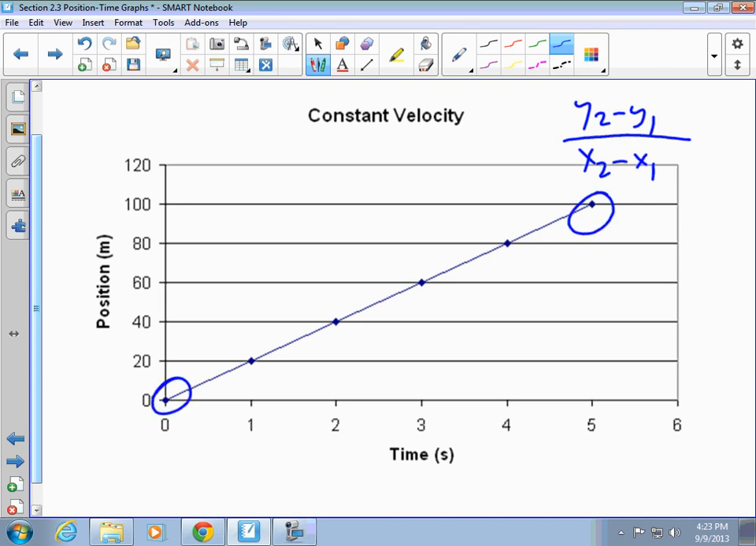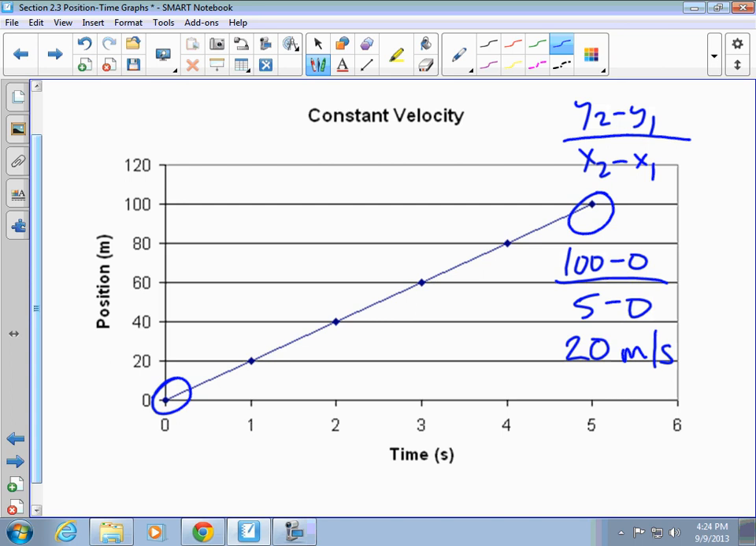Well, we wanted to figure that out real quick. Y2 minus y1 is 100 minus 0 over 5 minus 0. 100 divided by 5 is 20. So this would be 20 meters per second. Now the slope tells you a little bit about it. This is a straight line, so the slope is constant. It's not changing, which means your velocity is constant. It's not changing. This would be very similar to if we're driving down the highway at the same exact speed.